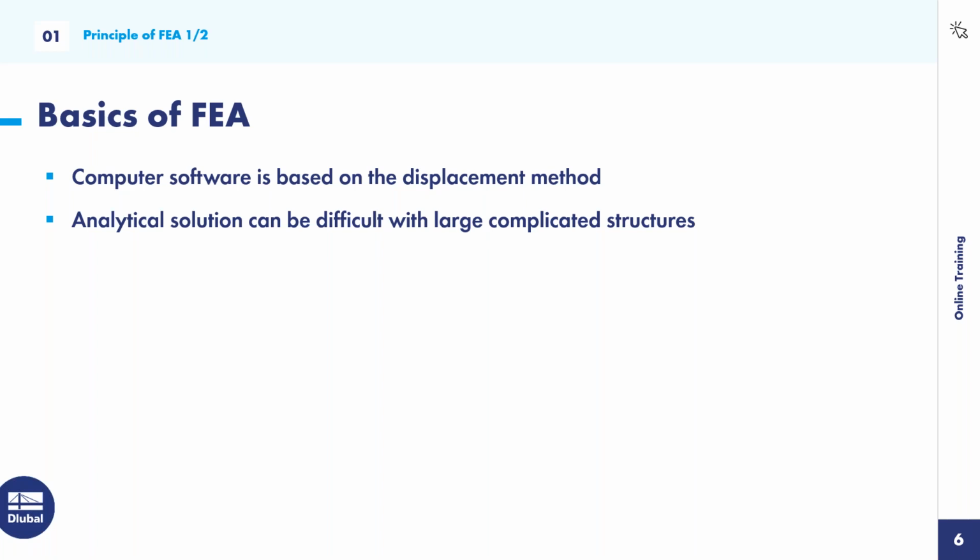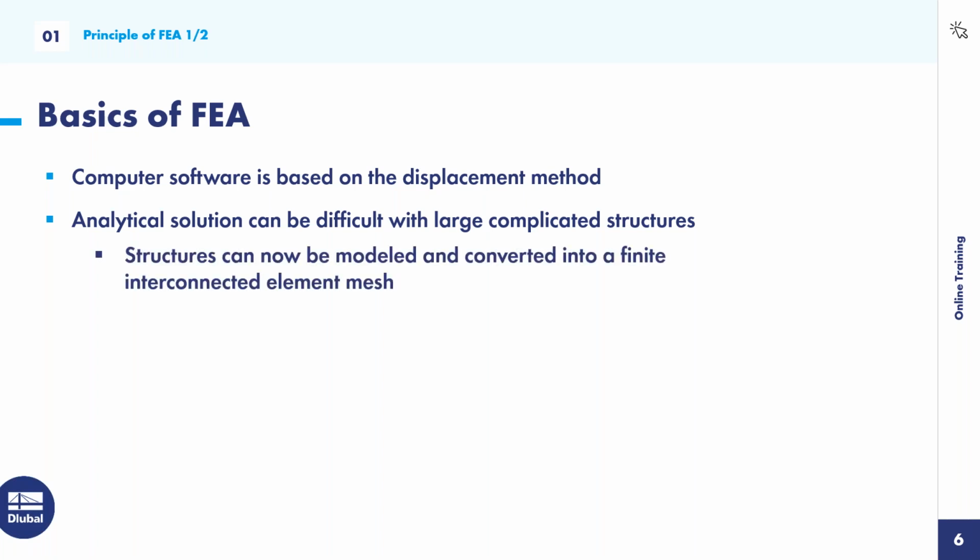So the main problem today is an analytical solution can be difficult to determine with large complicated structures. Doing hand calculations for some structures with complicated and odd geometry can almost be impossible or feel like it's impossible. The limits are being reached with large complicated structures, and it's just difficult to get accurate results. And so this is where FEA software comes in.